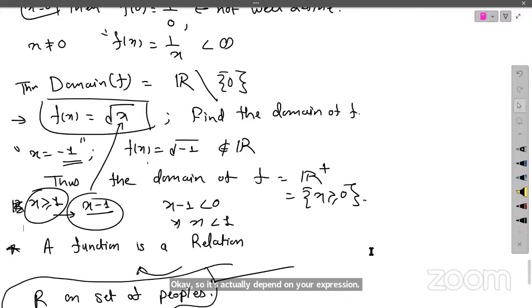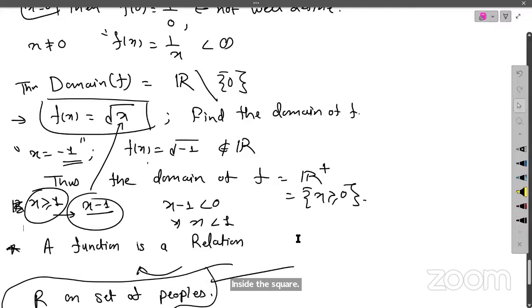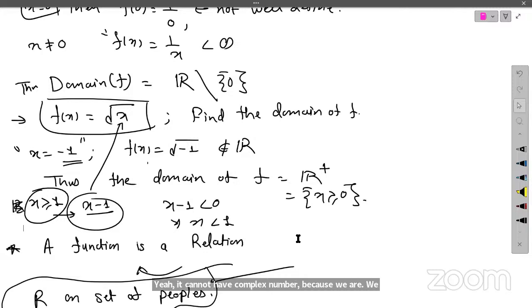So the domain of a function can only have real numbers. It cannot have complex numbers. Is that correct? Yeah, it cannot have complex numbers because we are studying functions from real numbers to real numbers. Okay, ma'am. Understood.